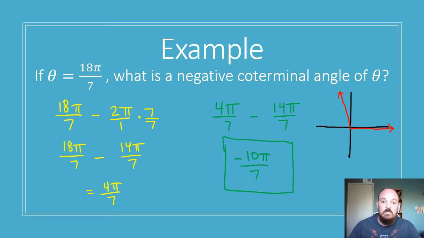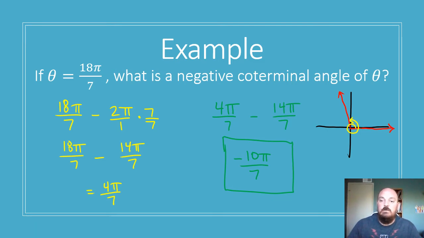So the first one, 18 pi over 7, what you are actually doing is you're starting at 0, going one full rotation around the circle, and then ending at that place. The red one is actually 4 pi over 7, just the angle that you see, getting there as quickly as possible. And the green one is if you go backwards.